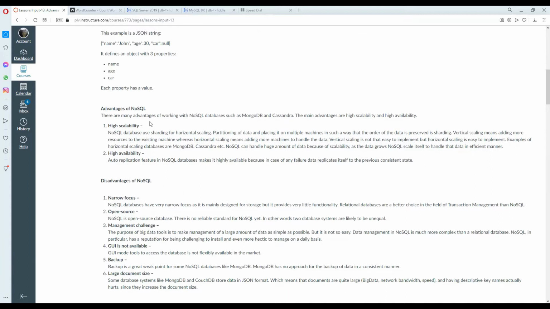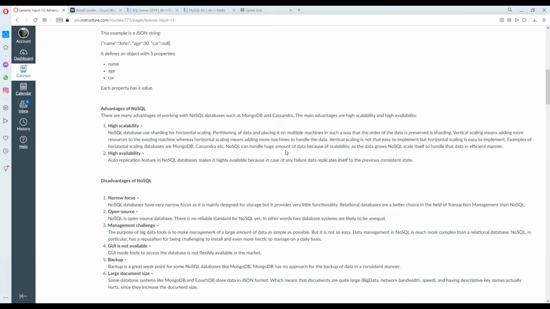First is high scalability. They use sharding for horizontal scaling. Partitioning of data and placing it on multiple machines in such a way that the order of data is preserved is called sharding. Vertical scaling means adding more resources to the existing machine, whereas horizontal scaling means adding more machines to handle the data. Vertical scaling is not that easy to implement, but horizontal scaling is easy to implement. Examples of horizontal scaling databases are MongoDB, Cassandra, etc.